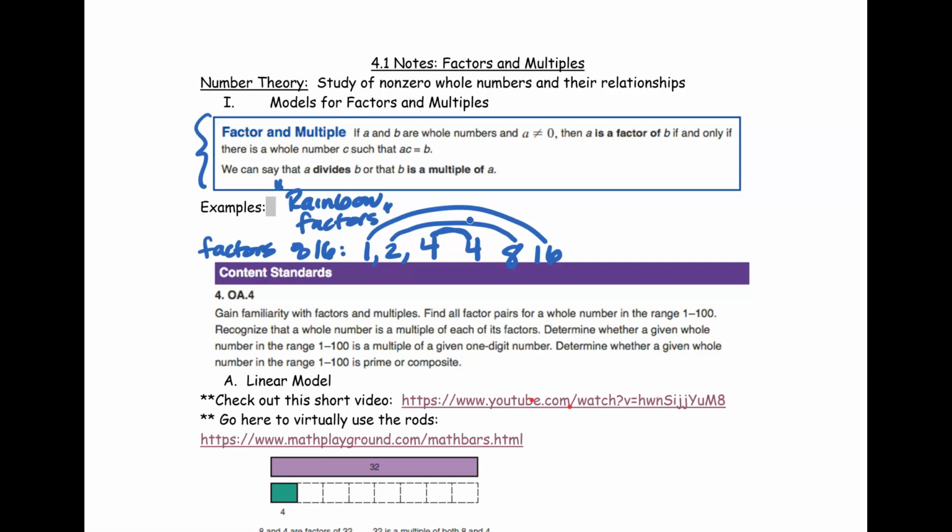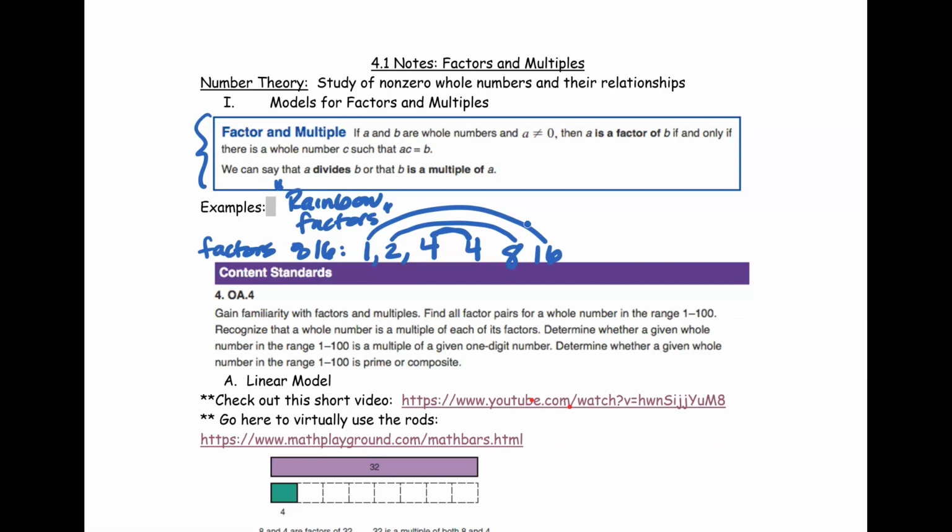So we've listed all of the factors, and by starting with the first number 1 and going to the number 16, we've ensured that we've covered all of our bases. We've gone through all of the possible numbers. So the factors of 16 are 1, 2, 4, 8, and 16. So we've got 5 factors for 16.